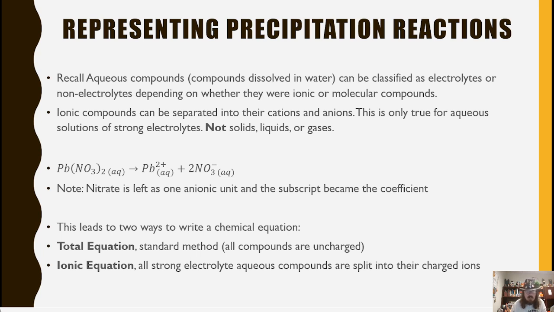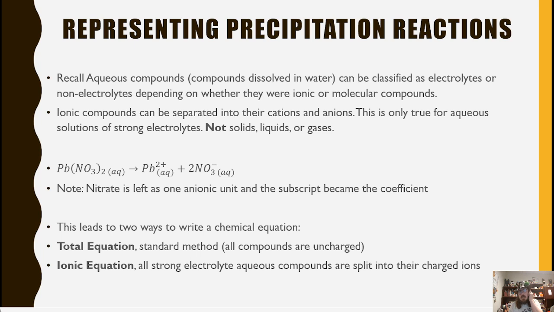Lead breaks apart and it's just lead 2+ because it would normally be a 2+ charge to match the nitrate's 1-. I did not separate the nitrogen and oxygen. I left the nitrate together. That is for a good reason. The nitrate would not have lost all of its covalent bonds. It would have left them alone. We are only looking at the charges separating the ionic portions of these bonds.